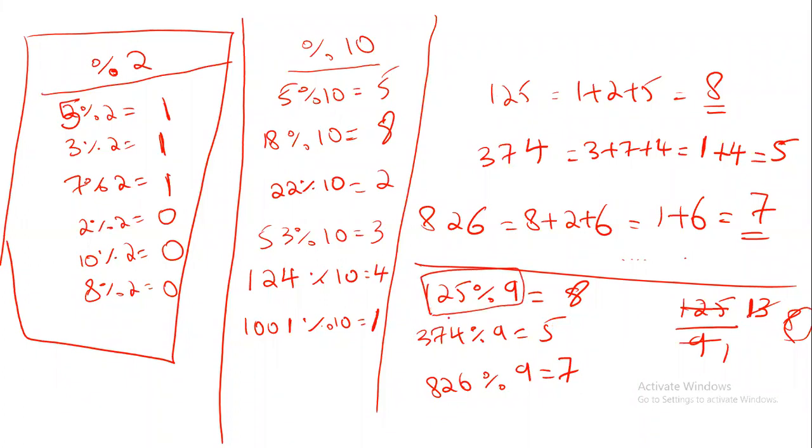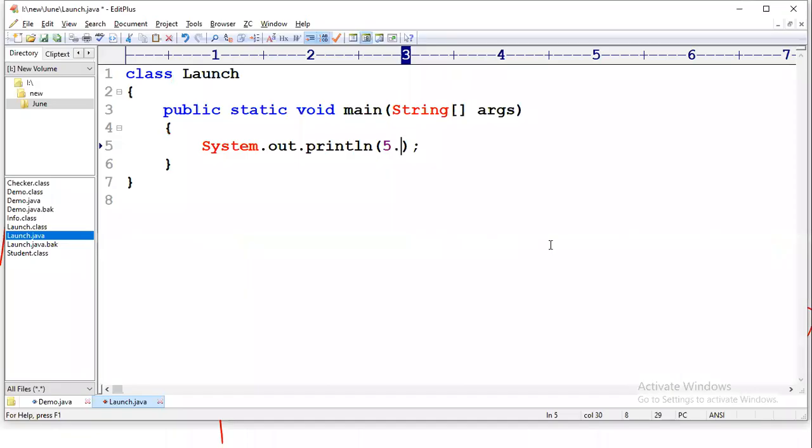So it depends on your modular skills, but you don't have to find this on your own because the computer will do it. You just have to write System.out.print, give a number modulus 9. Let's see whether this will work or not. 125 modulus 9, the answer should give me 8. See, it is giving me 8.